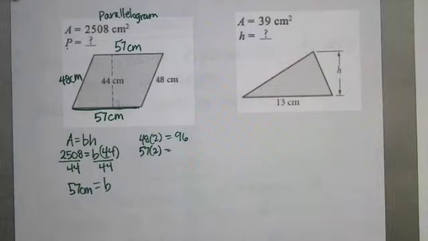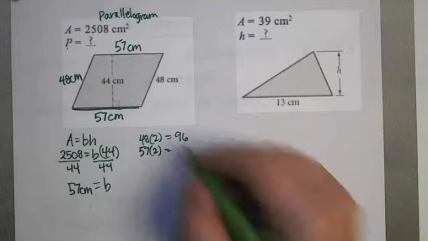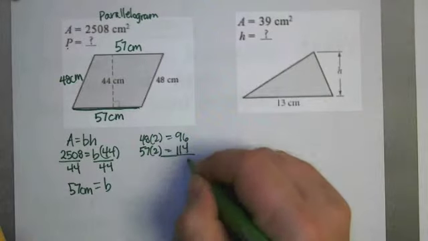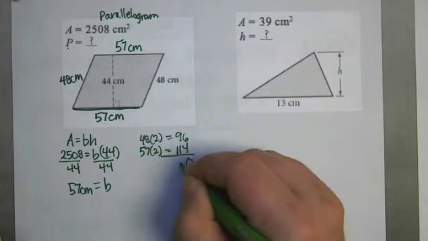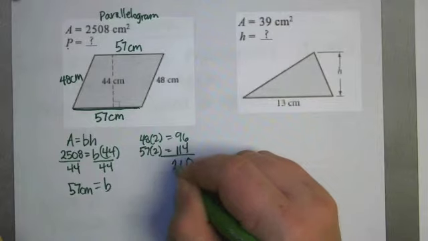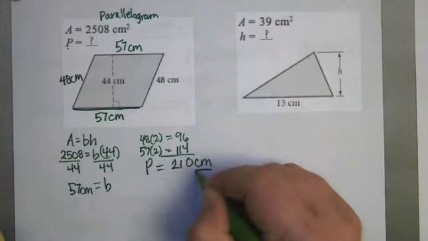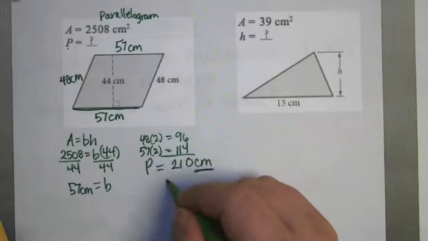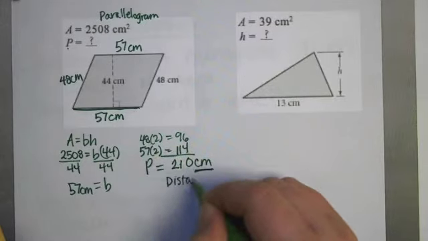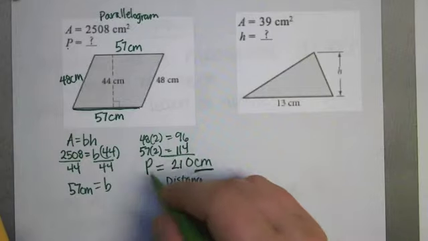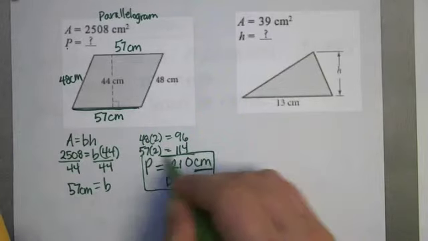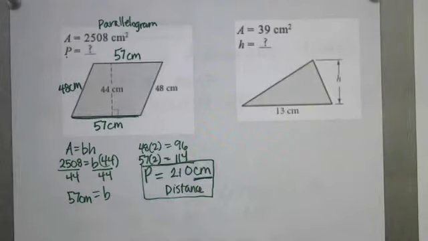And what we'll do is we'll figure out what 57 times 2 is. 114. We add the 2 together, and it's 210. 210 is our perimeter, and it's 210 centimeters. Because again, we're not figuring out what's inside the squares, we're just figuring out the distance. So the distance around, and distance is always in just whatever the units are, centimeters, inches, feet, whatever.